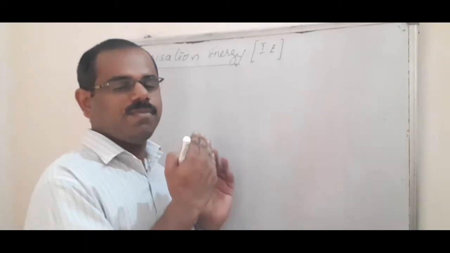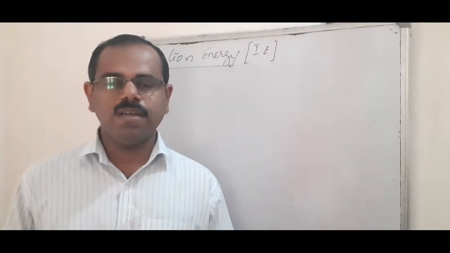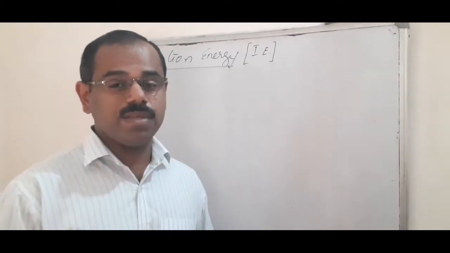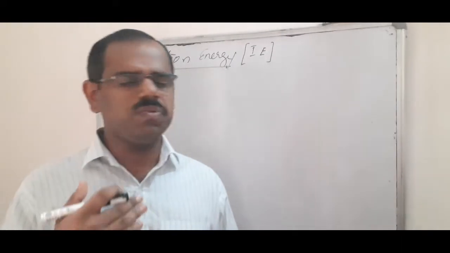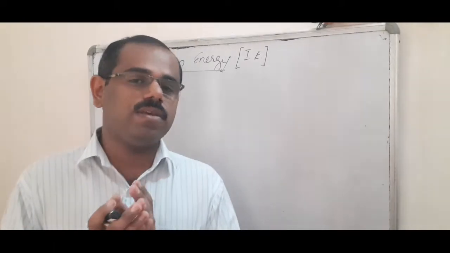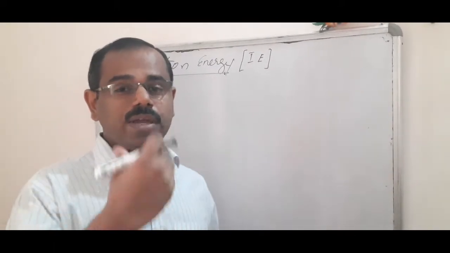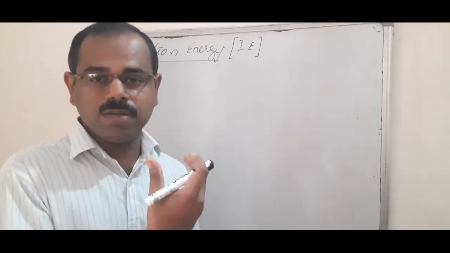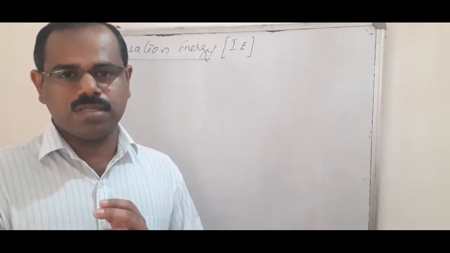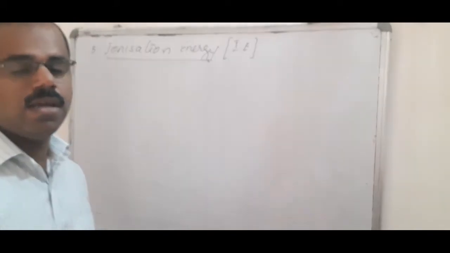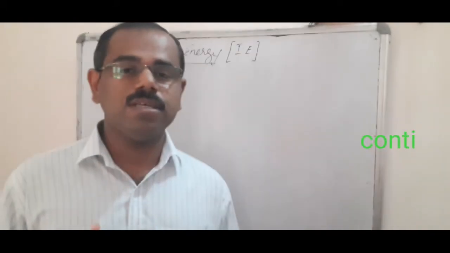What happens when we move left to right of a period? Left to right of a period, the atomic size decreases, so the nuclear pulling is very high. Since there is more nuclear pulling, the atom doesn't release an electron easily. So more energy is required to remove an electron from its outer shell. That means from left to right, ionization energy increases.